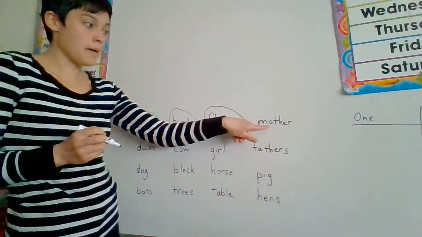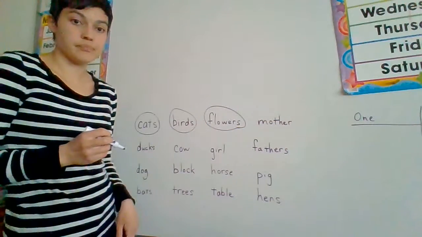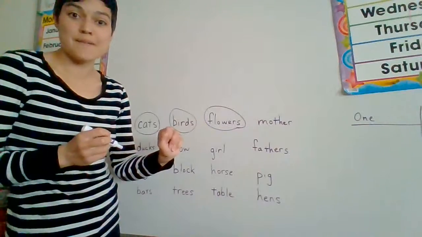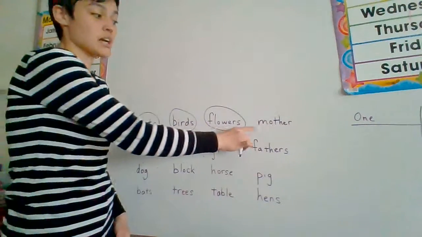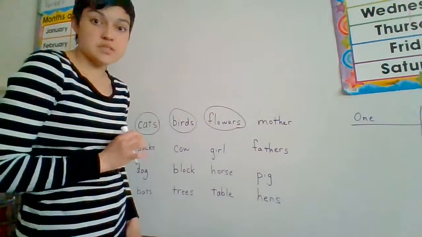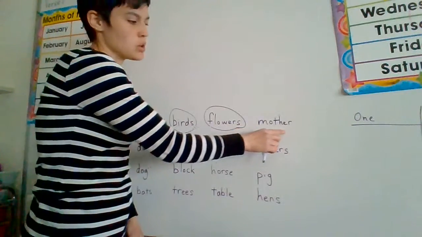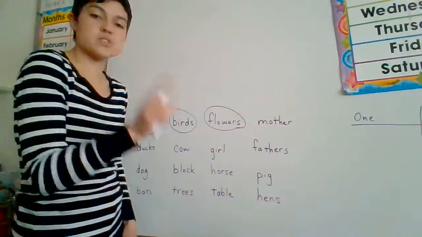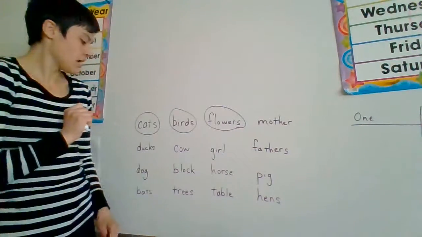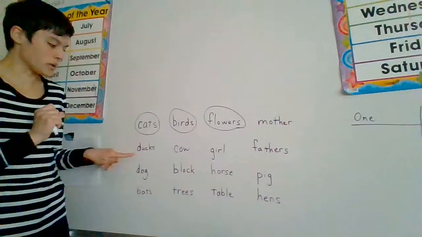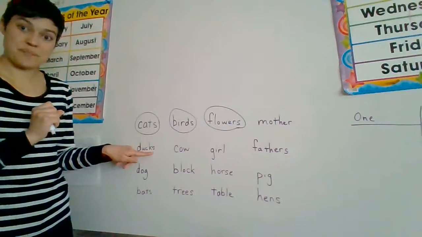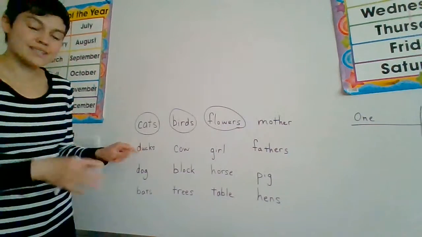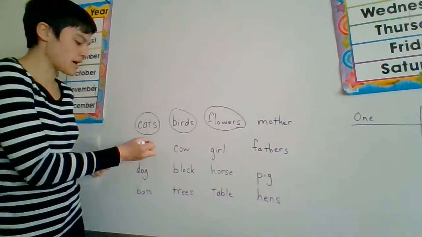Here is the word mother. So mother, does it have an S added to the end? No, we're only talking about one mother. So we don't need to circle this noun because this noun or naming word only names one person. Okay, over here we have the word ducks. We have an S added to the end of duck, so it means more than one duck. So I will circle this.